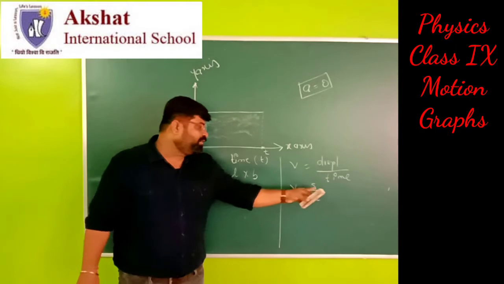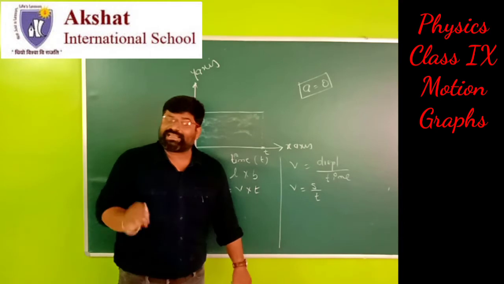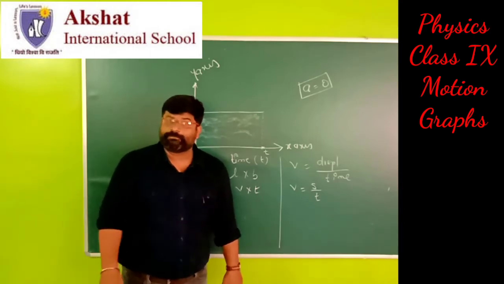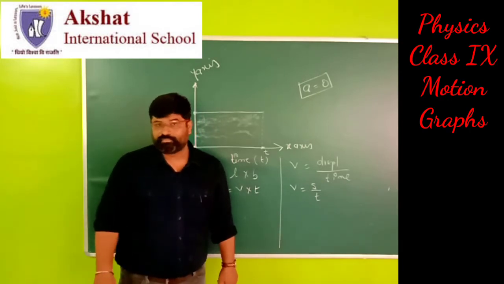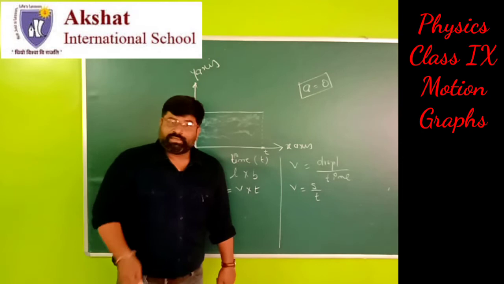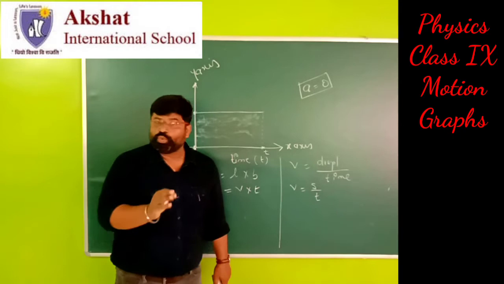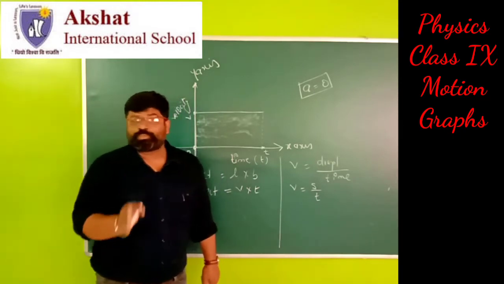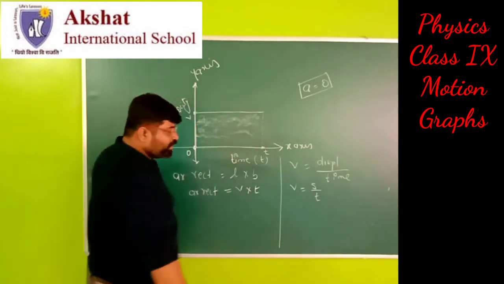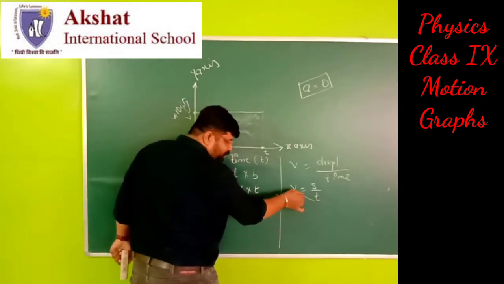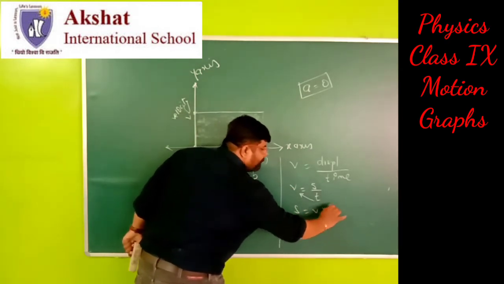My dear students, don't get confused with this S. Sometimes many students get confused that S stands for speed. No, S here stands for displacement. So please be careful. Speed or velocity is denoted by V or U, and displacement is denoted by S. So don't get confused. From this, if I do a little bit of math, S can be written as V into T.